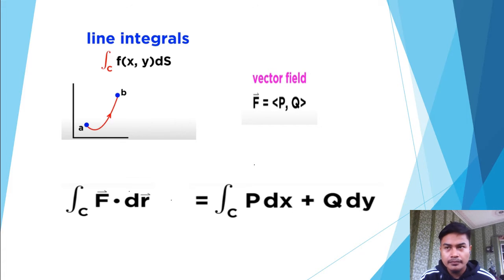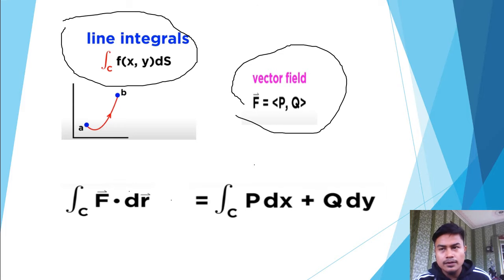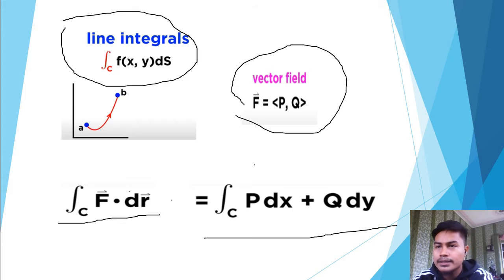First of all, recall that with line integrals, we can integrate along a curve C, and if we have a vector field F equal to (P, Q), then the integral is the integral along C of F dot dr, which becomes the integral along C of P dx plus Q dy. This is the case for all curves C. Now we go to the next slide.